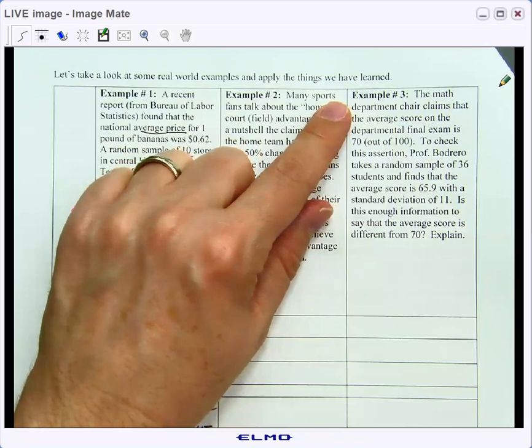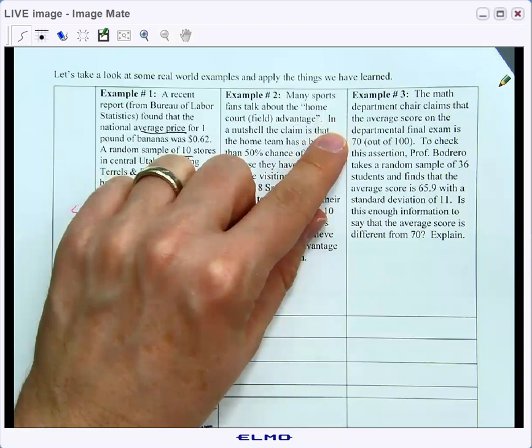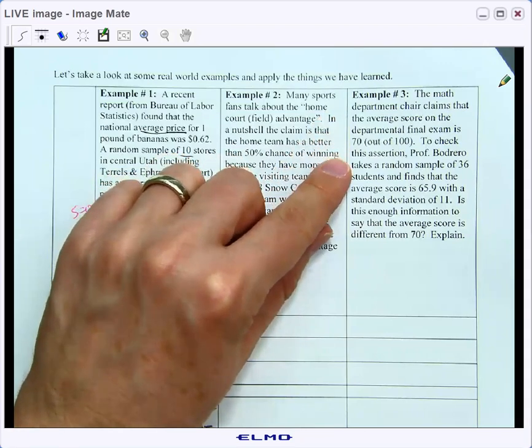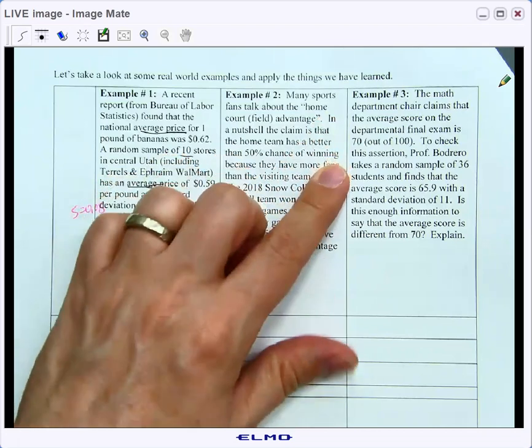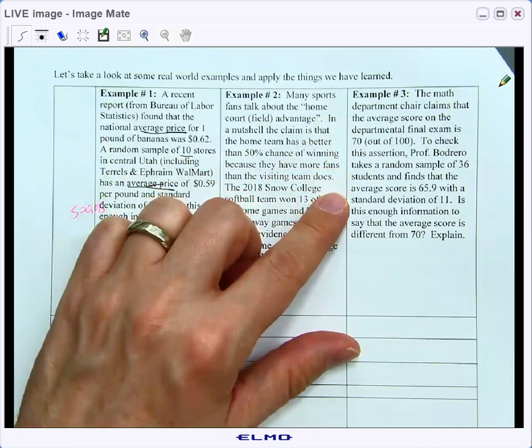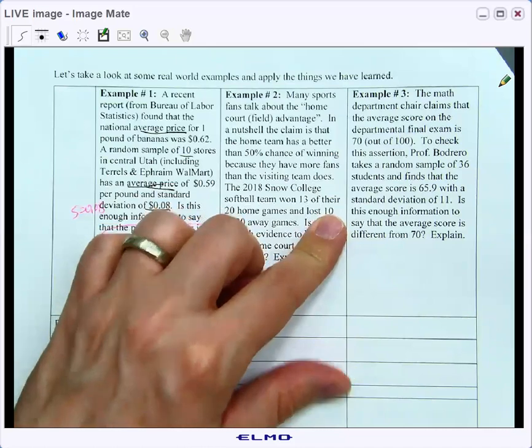The math department chair claims that the average score on the departmental final exam is 70 out of 100. To check this assertion, Professor Badrero takes a random sample of 36 students and finds that the average score is 65.9 with a standard deviation of 11. Is this enough information to say that the average score is different from 70?